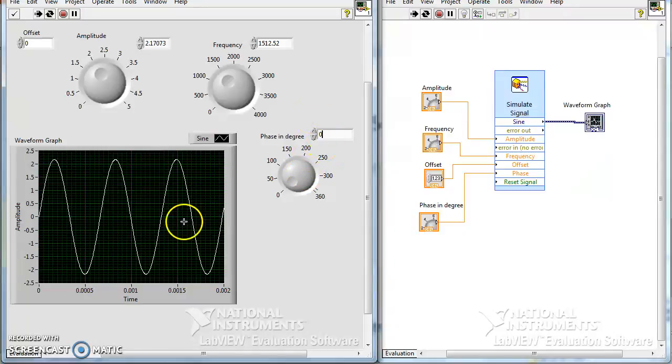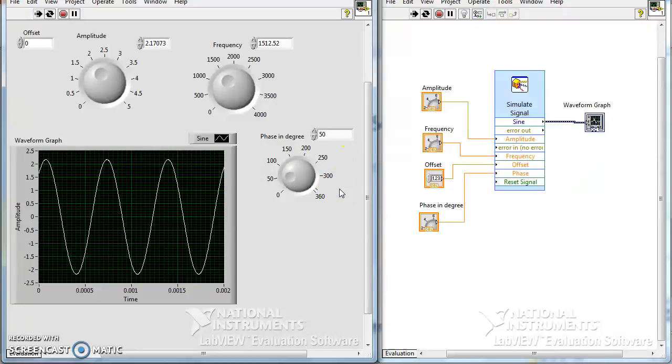Coming to the phase value: a normal sine wave will be of 0 degree phase, which was the default value chosen. Now let me give it around 50 degrees. You could see the phase variation at time instant 0. Similarly, you can give the offset value as 1 volt, so the wave will be shifted above by 1 volt.